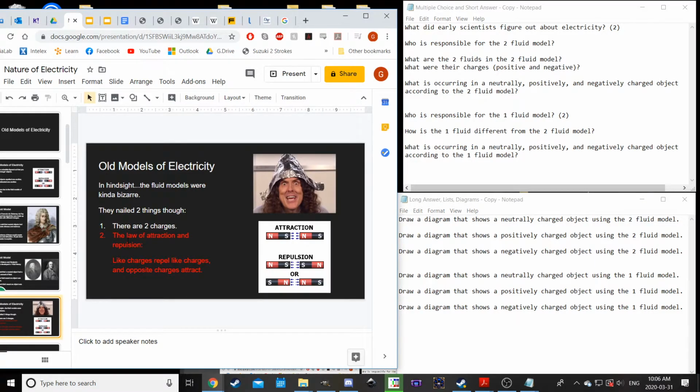And then finally we get to the final slide of the old models of electricity. And we do see a list here. There's a 1 and a 2, so we can put that into our list. What are the two things that the old models of electricity both got correct? And something is red or bolded, which means it's almost certainly going to be on the test. What is the law of attraction and repulsion?